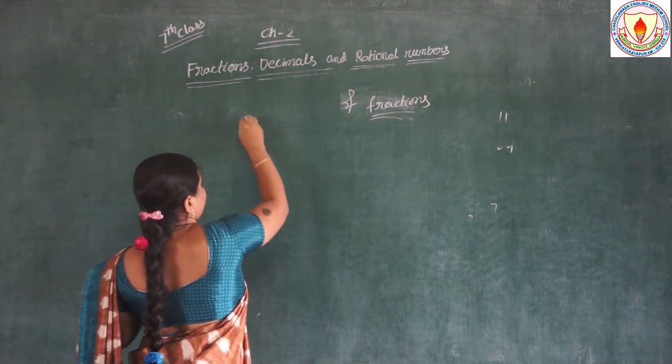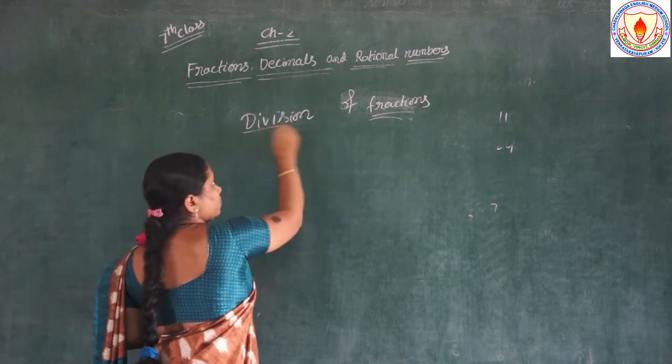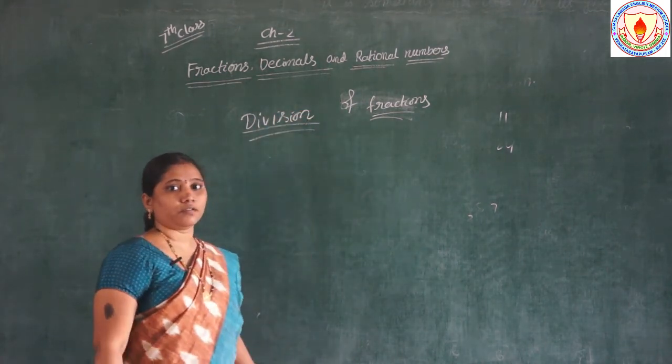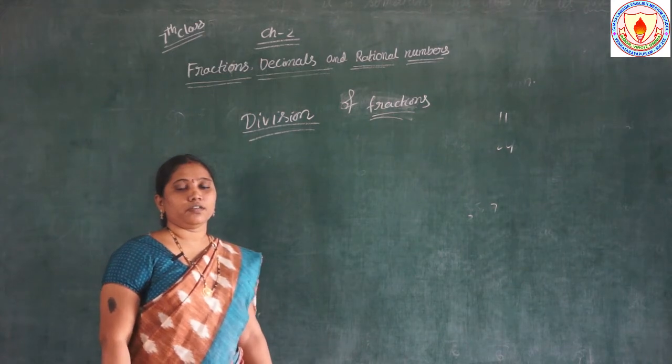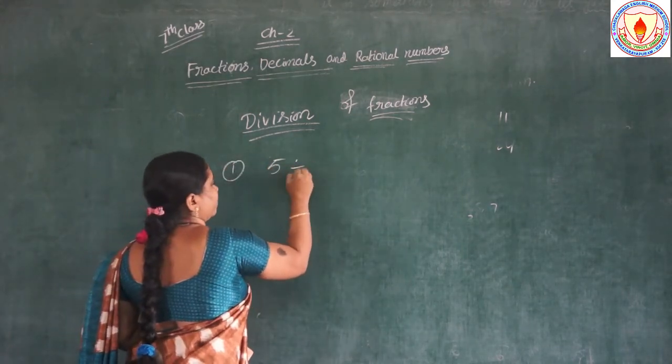And next, division of fractions. Now 5 divided by 1 by 4.